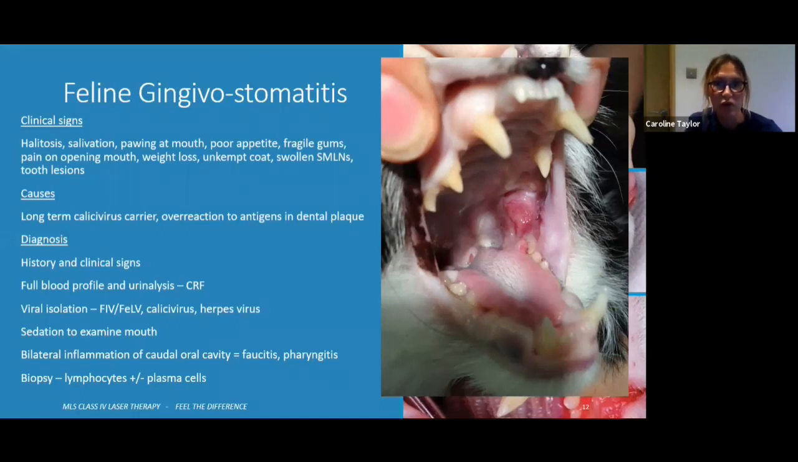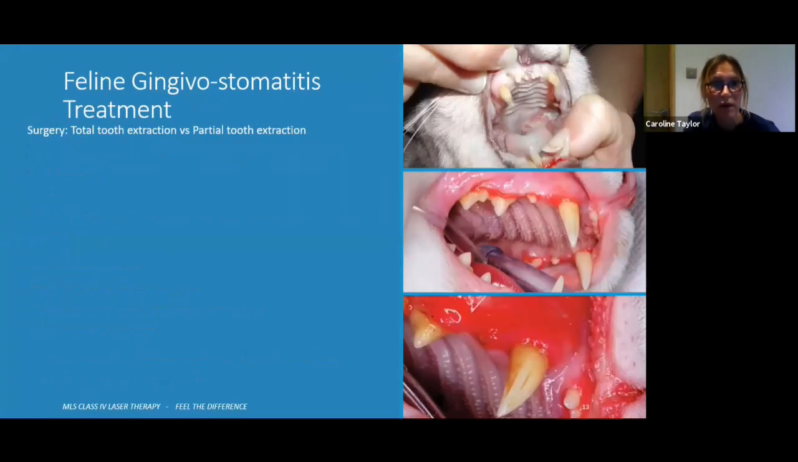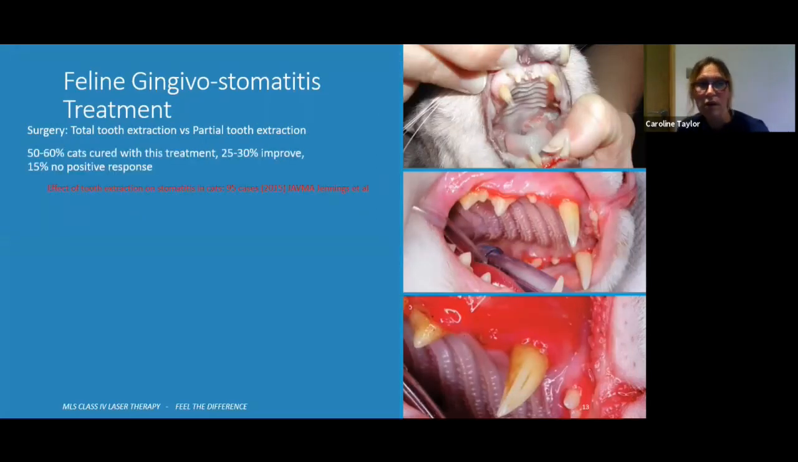So I've often sedated the cat initially, had them in, done a scale and polish, dental x-rays if you can, and biopsied the lesions. There's no harm in using laser on inflammatory areas of the mouth, even if you're not treating any areas initially that look like malignancies. Then in terms of treatment, the mainstay is total tooth extraction, or at least partial tooth extraction.